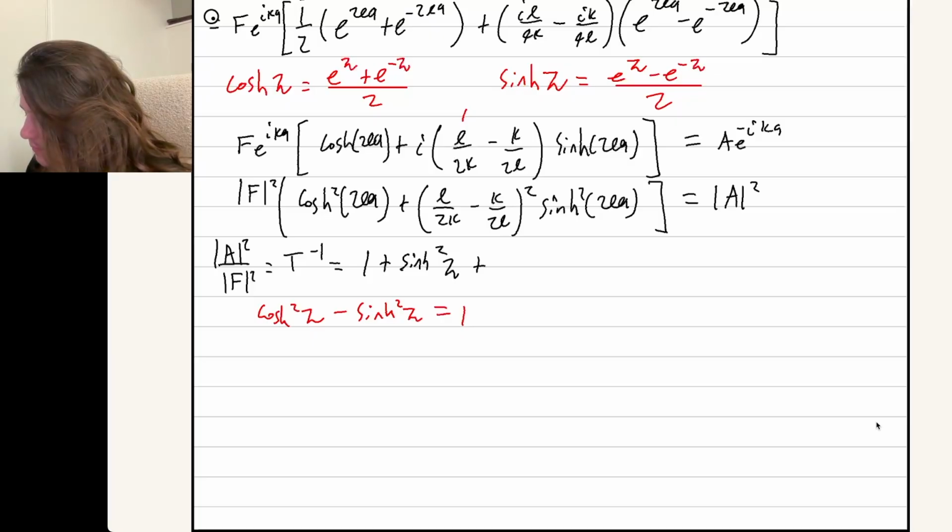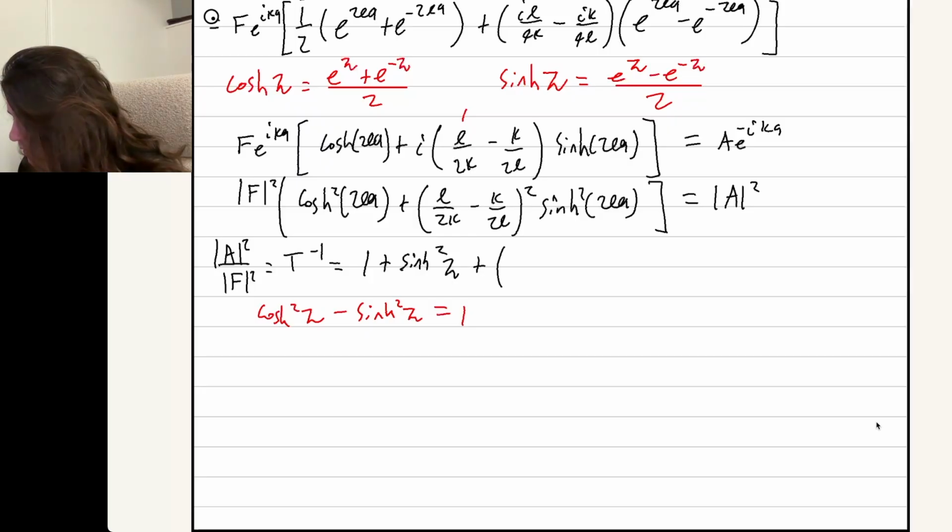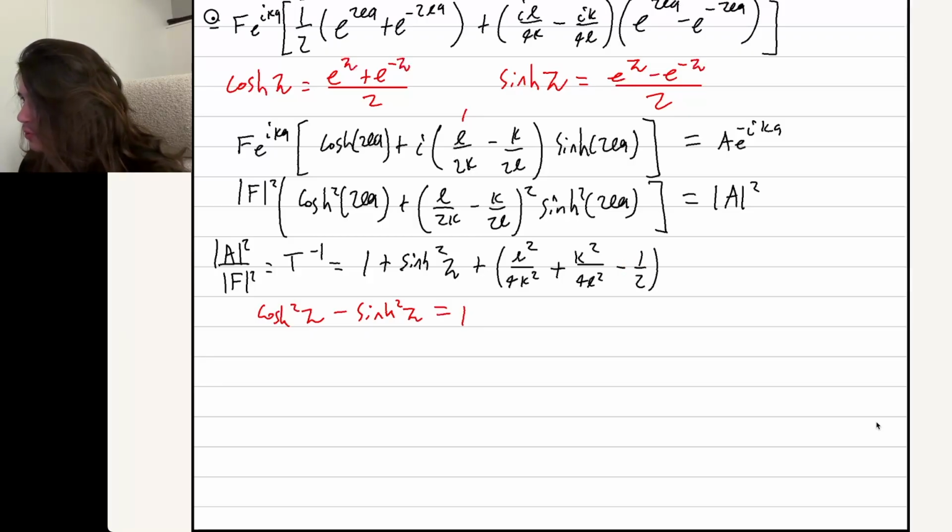But then we have the sinh squared term with a polynomial, which I'm going to go ahead and expand because we'll have L squared over 4k squared minus a half, plus k squared over 4L squared, minus, and it's just going to be minus a half. Sure. Yeah, minus a half. And that's multiplied by sinh squared 2LA, right?